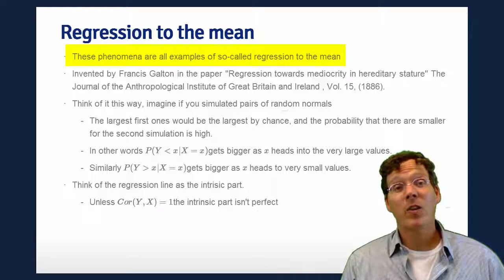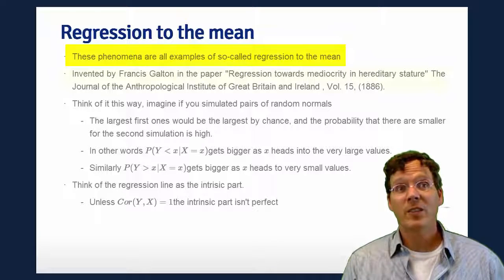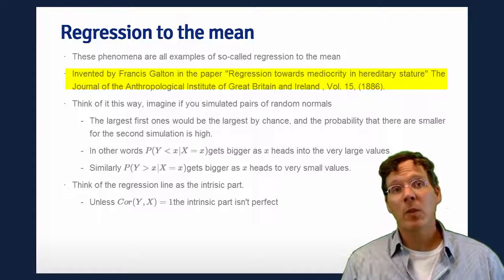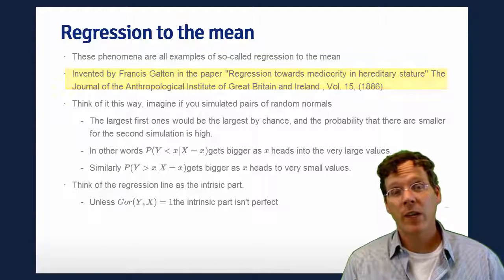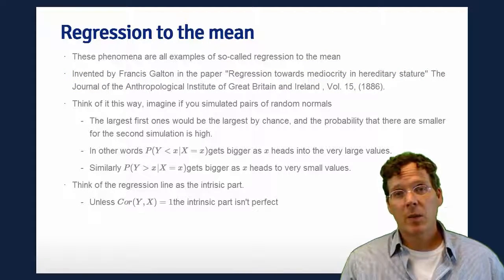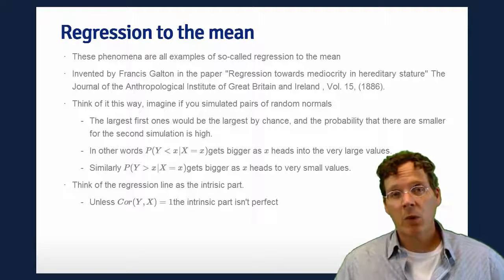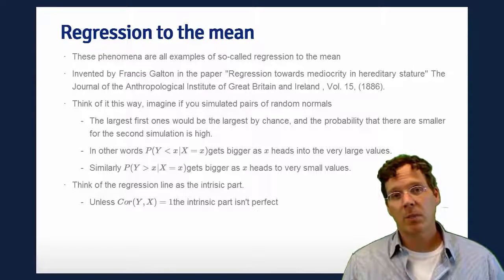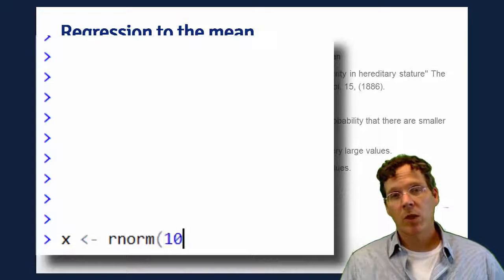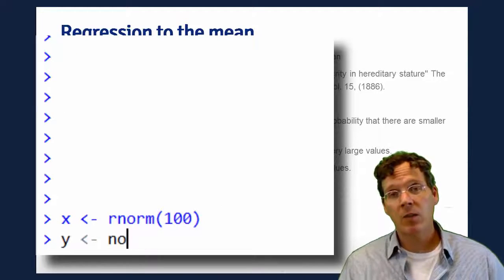These phenomena are all examples of so-called regression to the mean. Regression to the mean, as I mentioned in the previous slide, was invented by Francis Galton in this famous paper, Regression Toward Mediocrity in Hereditary Stature. I like to think of regression to the mean by thinking of the case where it's 100% regression to the mean. So imagine if I were to simulate pairs of standard normals. They have nothing to do with one another. They're independent standard normals.